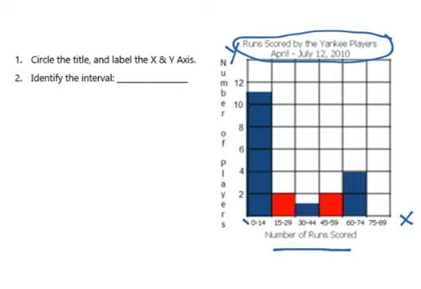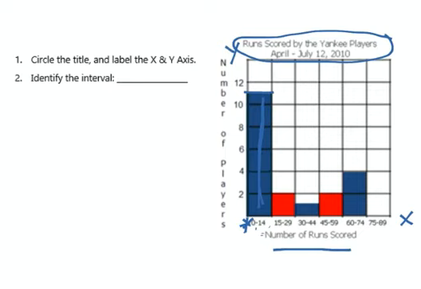And then take a look here. Right here on the x-axis is my interval. So 0 to 14, 15 to 19, 30 to 44. If we were to interpret this graph, we would look at this bar right here and say, okay, well, 0 to 14 runs were scored by 11 players. That's how we're interpreting it.